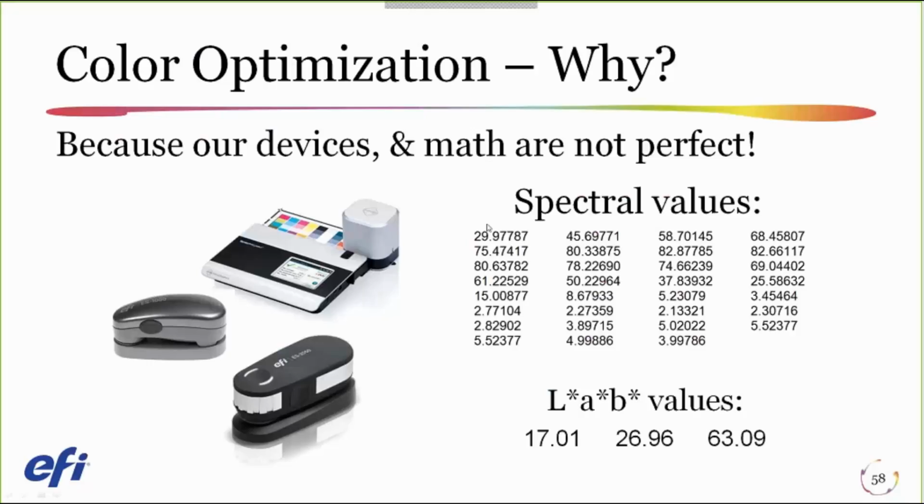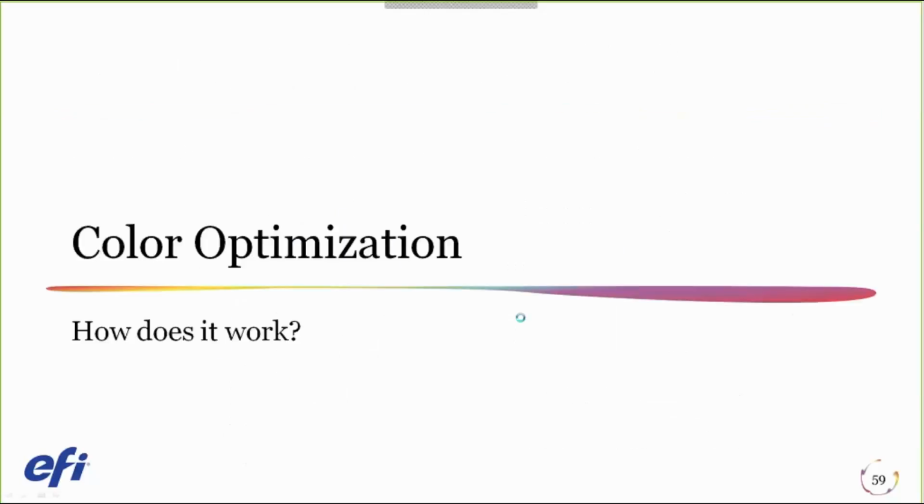Also, these devices give us what are called spectral values. It's numbers like this. This is actually the number set for one color patch. Ultimately, it becomes one LAB value, and maybe not even to 2 points past the decimal point, maybe even just whole numbers, whole integers. Well, all of that is going to decrease the accuracy. So for that and other various reasons, color optimization is often important, especially in the proofing area.